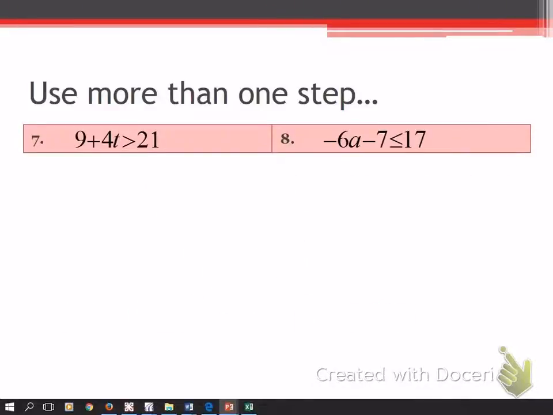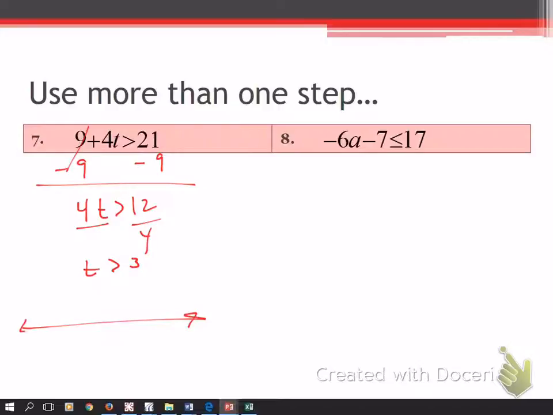All right. Now, we're going to add in some multiple steps here, more than one step. And again, this is the same as it was when we were solving equations. We just have to keep an eye out for multiplying or dividing by a negative. So number 7, I'm going to subtract both sides by 9. You get 4t is greater than 12. Divide by 4, and t is greater than 3.